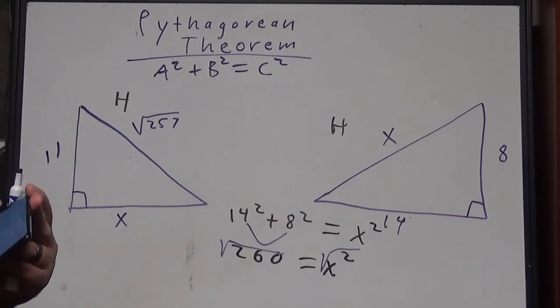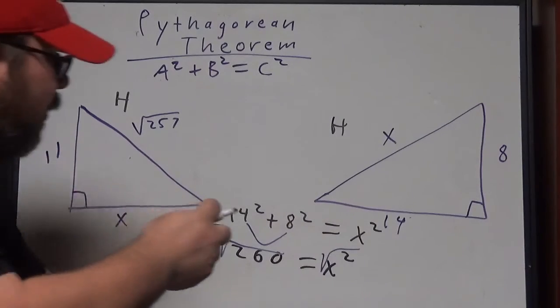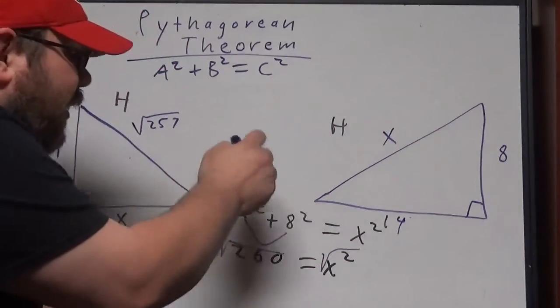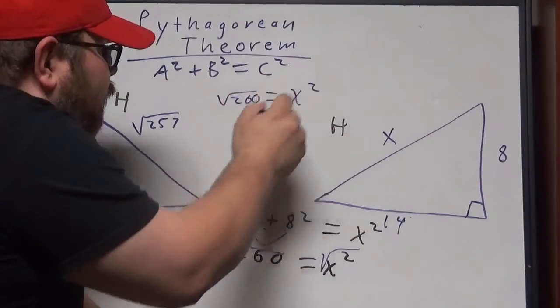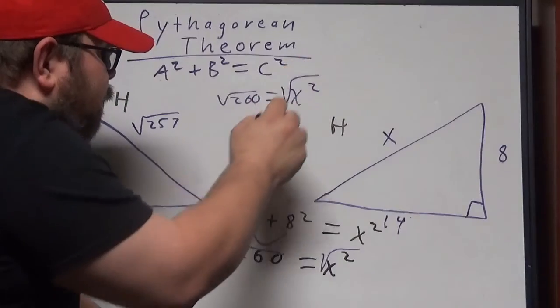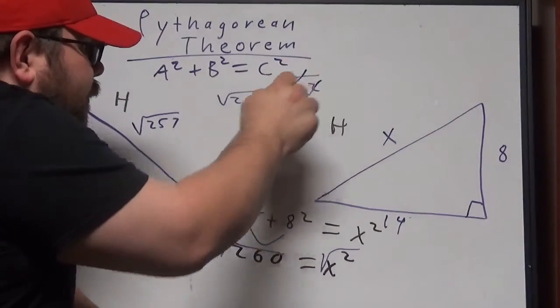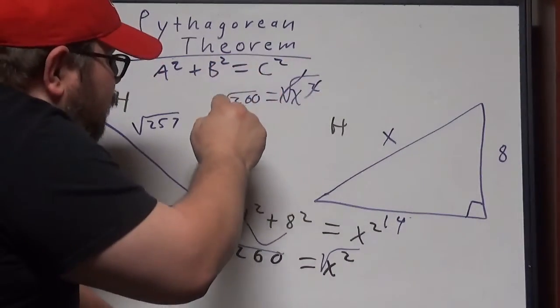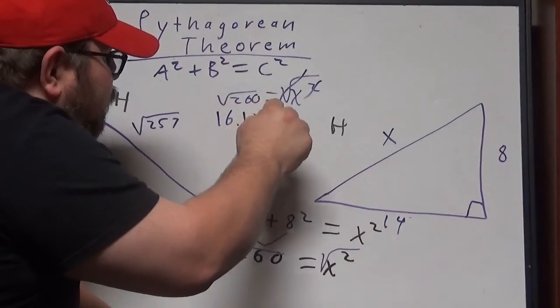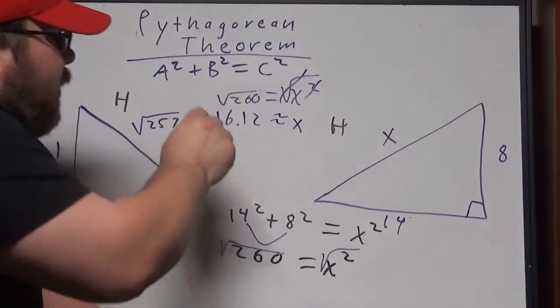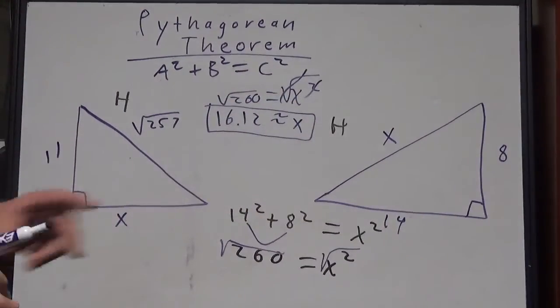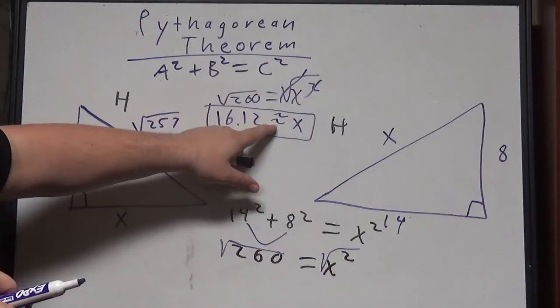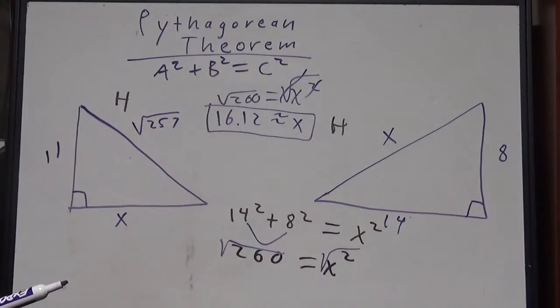Square root of 260 will give me 16.12, about that. I'm going to rewrite it up here. Square root of 260, I'm going to get 16.12. That is approximately the answer. Notice I put the squiggly looking equal sign to represent that it's an approximation.